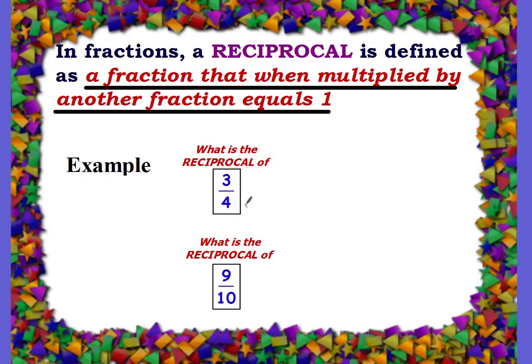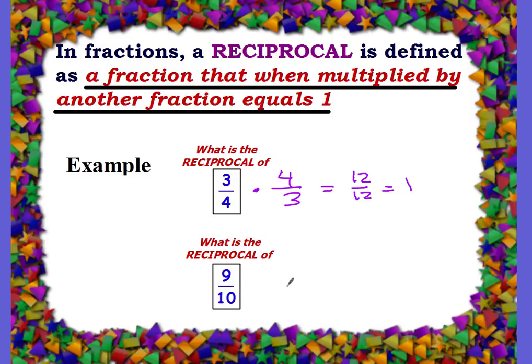So what is the reciprocal of 3/4? Well, all we have to do is flip it. Turn it upside down and you get 4/3. And to prove that it equals 1, multiply. 3 times 4 is 12, 4 times 3 is 12, and 12/12 equals 1 whole.